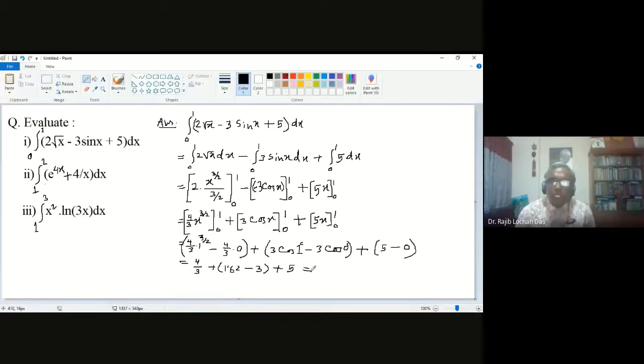No sir, it is wrong. Because you are using 1 degree. It is not 1 degree, it is 1 radian. So change your calculator into radian mode. Change your calculator into radian mode. Okay, then sir, do the calculation again.